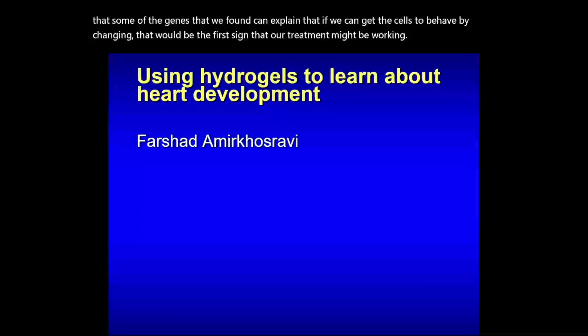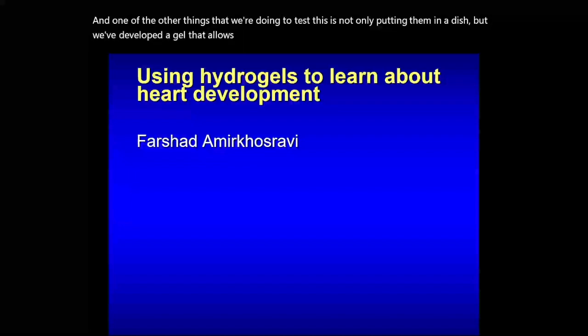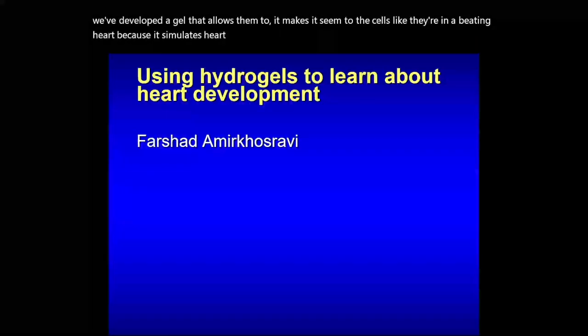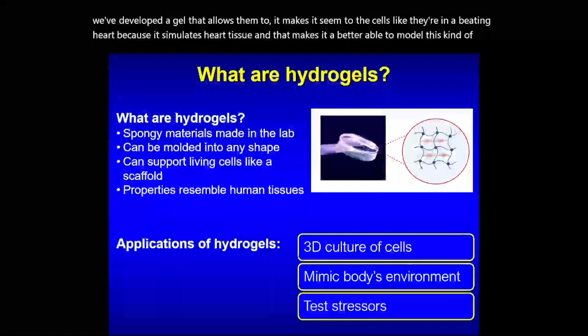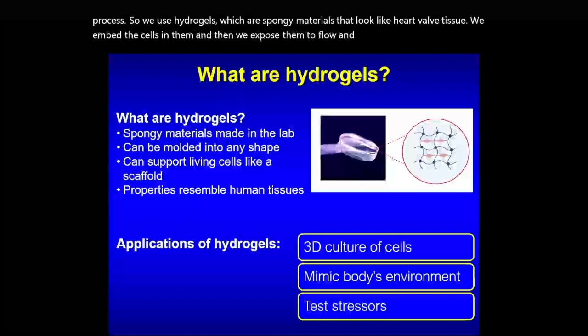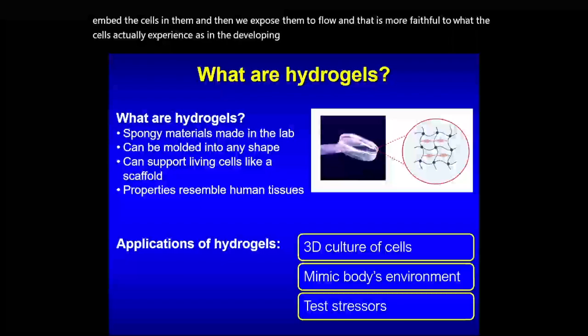And one of the other things that we're doing to test this is not only putting them in a dish, but we've developed a gel that makes it seem to the cells like they're in a beating heart because it simulates heart tissue, and that makes us better able to model this kind of process. So we use hydrogels, which are spongy materials that look like heart valve tissue. We embed the cells in them, and then we expose them to flow. And that is more faithful to what the cells actually experience in the developing heart when the bicuspid valve is forming.